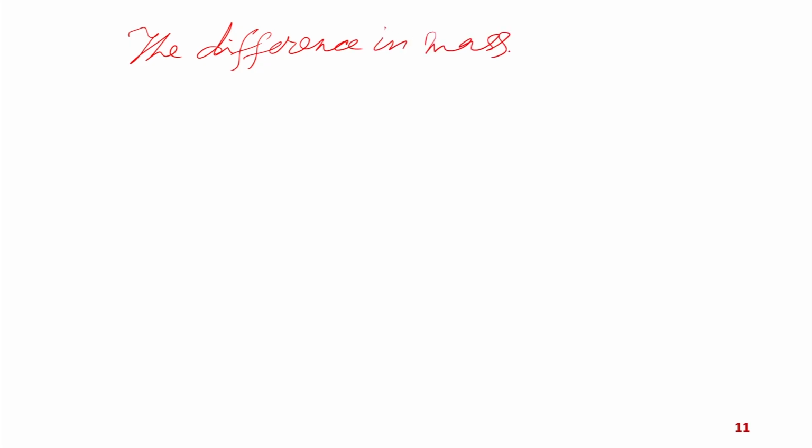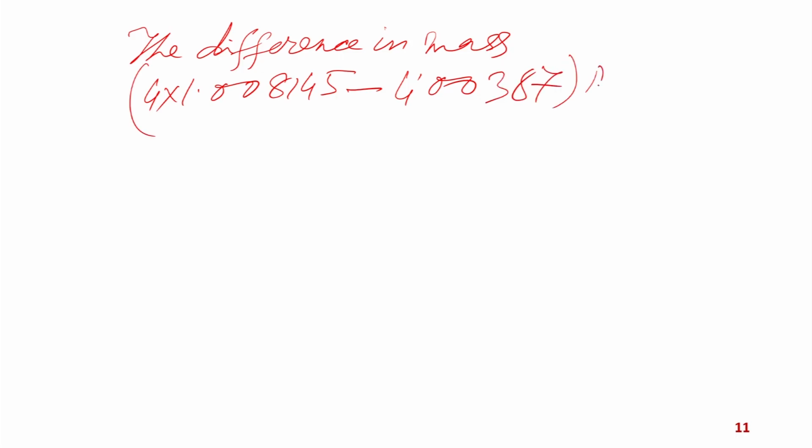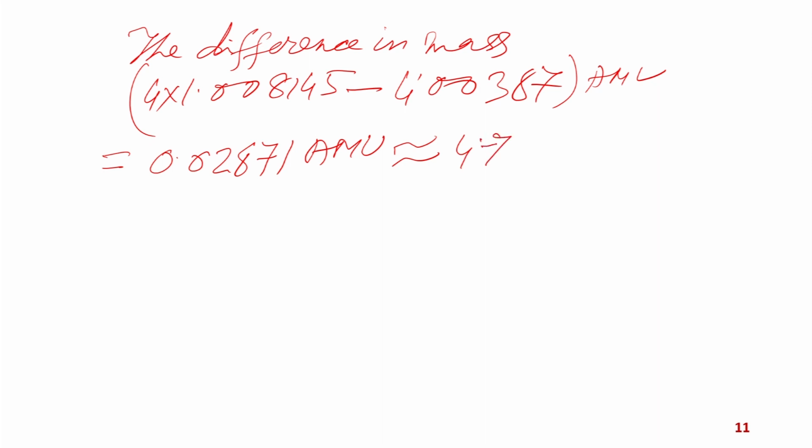So, the difference in mass will be 4 into 1.008145 minus 4.00387. So, this will be equal to 0.02871 AMU, which is equal to 4.768 into 10 to the minus 26 g.